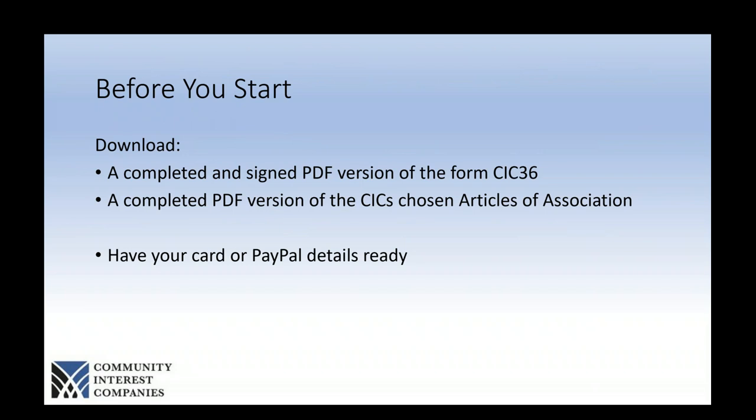So before you start the registration, it's important that you ensure that you have downloaded to your computer and completed and signed a version of the form CIC 36, and that this has been converted to a PDF format. Please note that the signature field in section D of the form CIC 36 will require a physical signature. You must also complete and download the relevant articles of association for the CIC. Again, this must be in a PDF format.